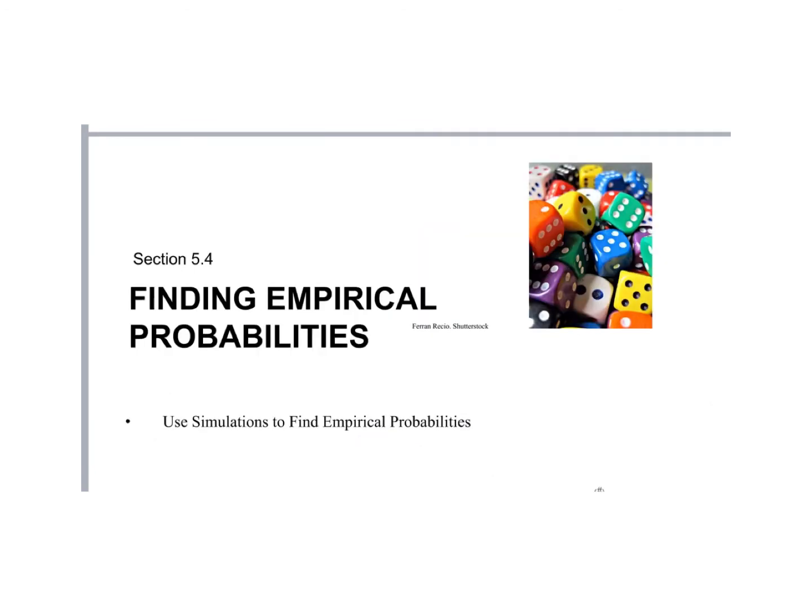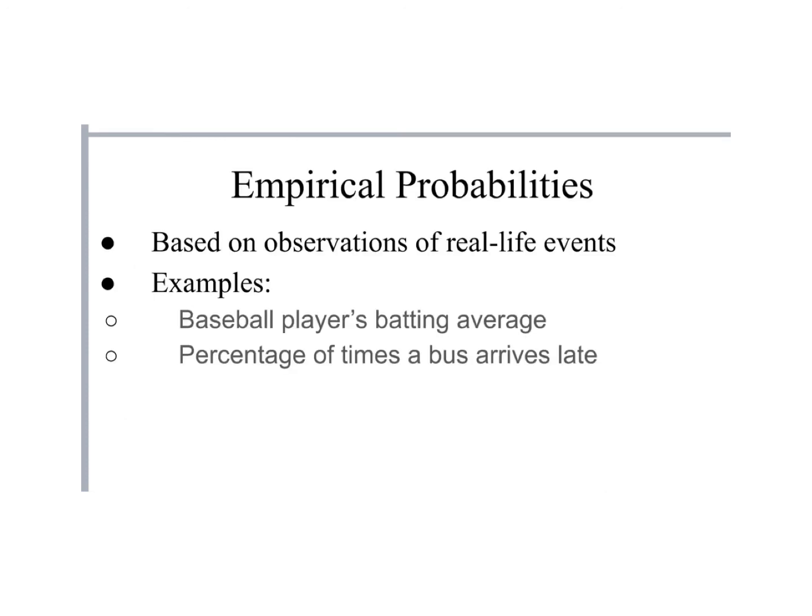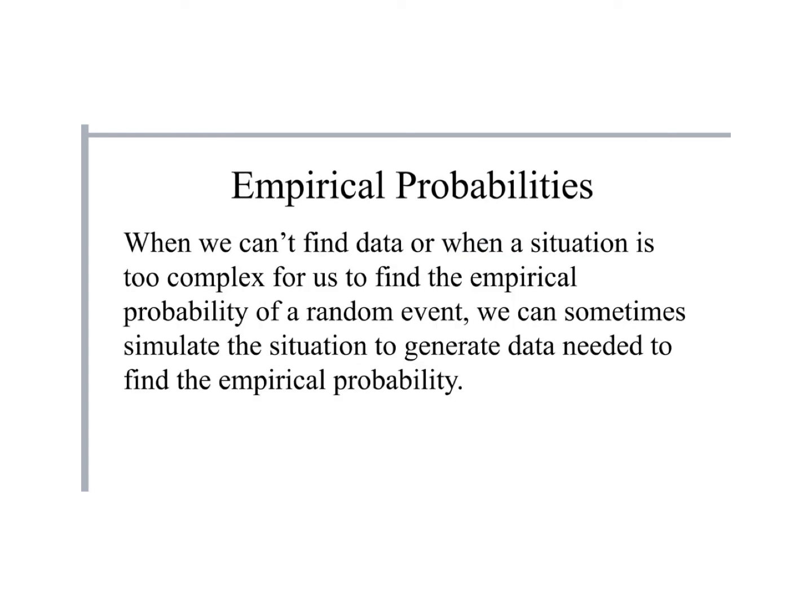Okay, so up until this point, we've been just talking about theoretical probabilities, right? Probabilities based on theories. We didn't actually conduct an experiment. So now in this section, we're going to talk about empirical probabilities, where we actually do an observation or an experiment to figure out the probabilities. So remember, empirical is based on real life events. Some examples would be a baseball player's batting average, or the percentage of times a bus arrives late. When we can't find data, or when a situation is just too complex for us to find the empirical probability, we can sometimes simulate the situation to generate the data that we need.